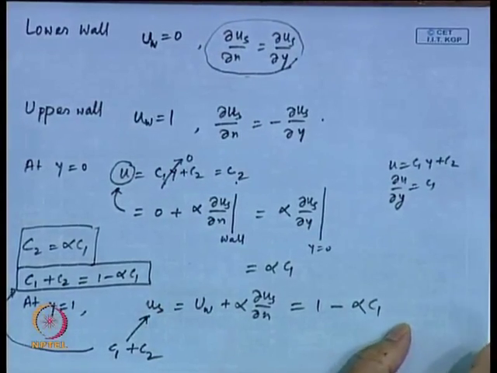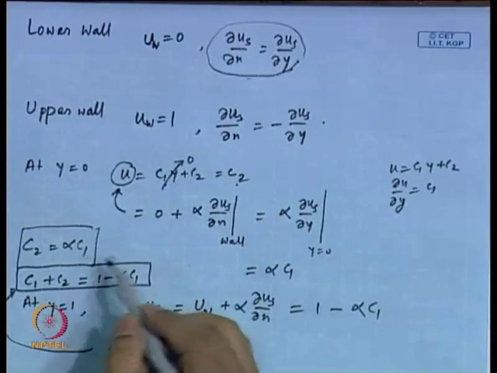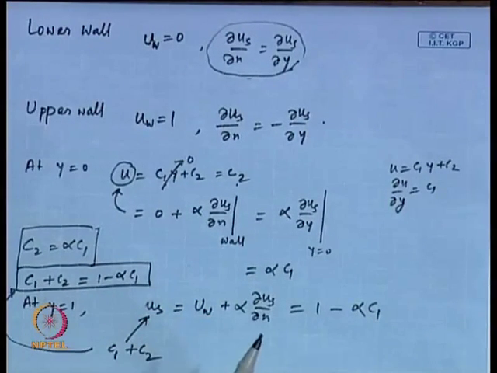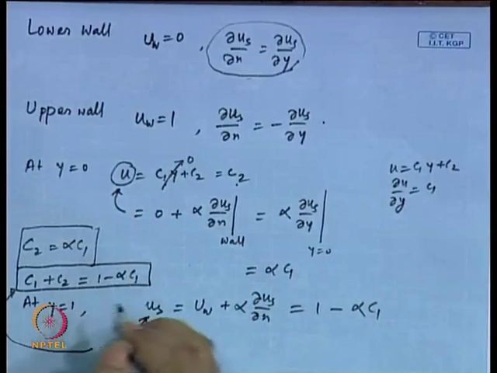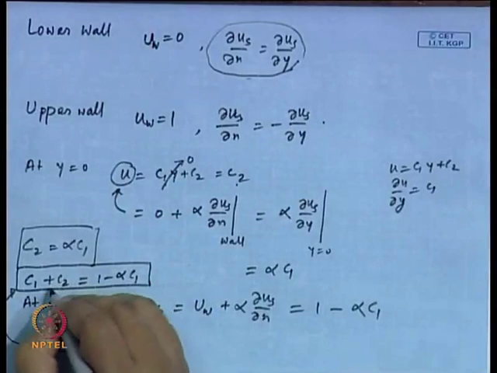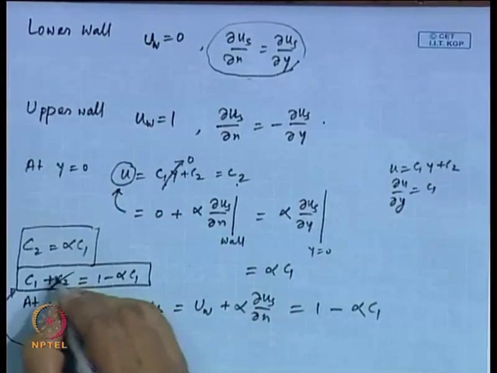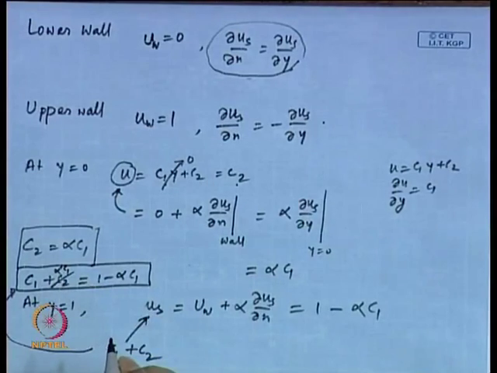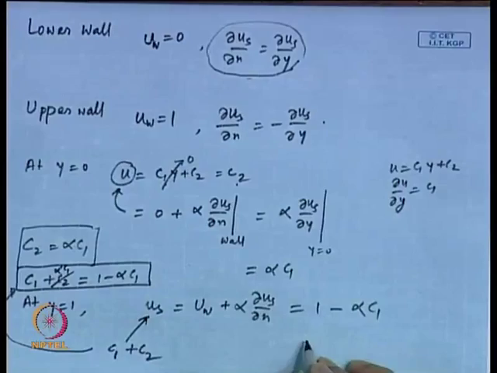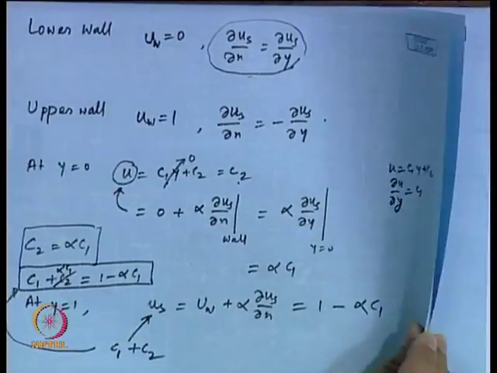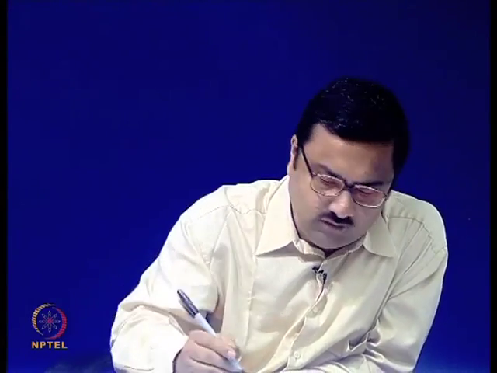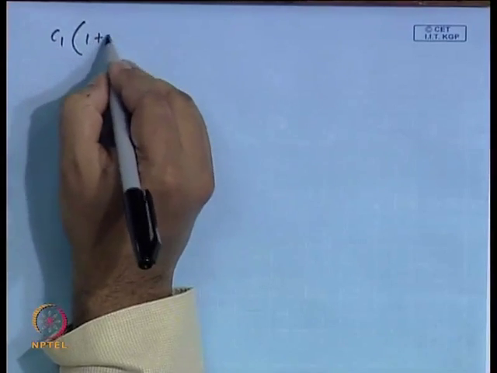Now you solve these two expressions, c2 equal to alpha c1 and c1 plus c2 equal to 1 minus alpha c1. Solving is no big deal, because instead of c2 you simply write alpha c1. So you basically eliminate c2, and what you end up with is c1 into 1 plus 2 alpha, that is equal to 1.